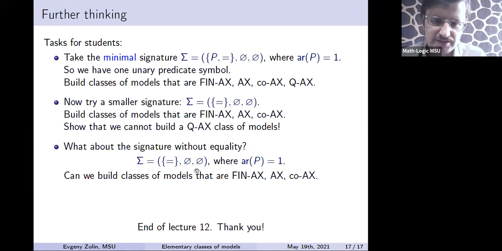So these are just some questions to think about. These are tasks for the students. Okay, so this is the end of the lecture, and we can discuss some questions.